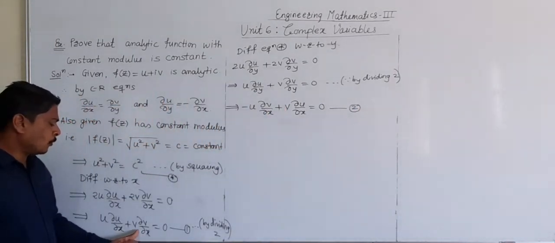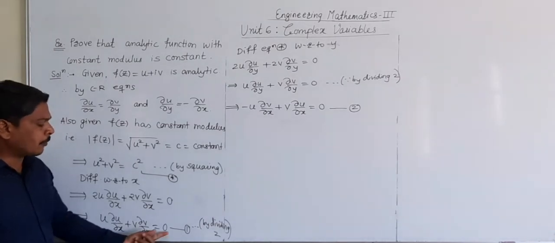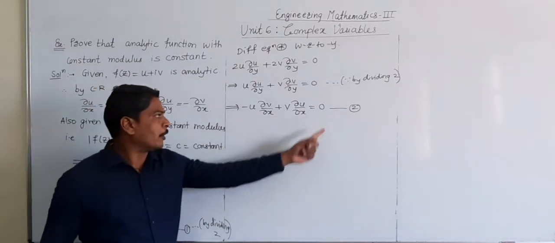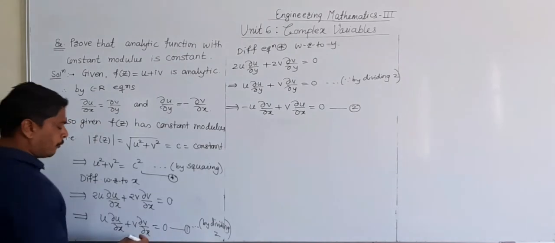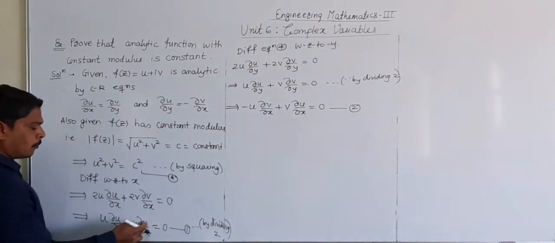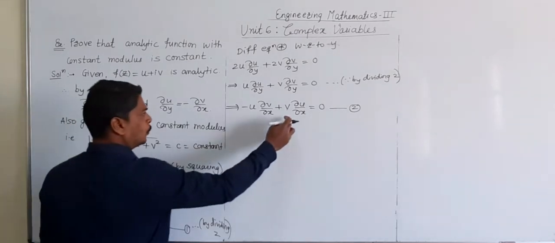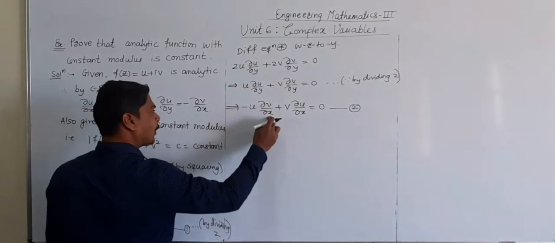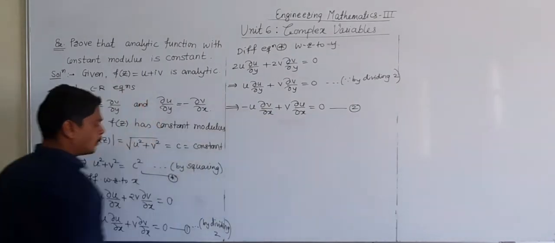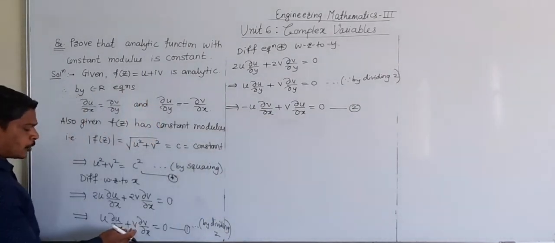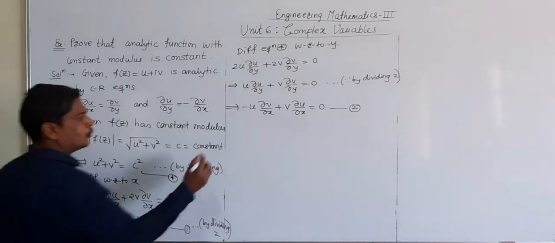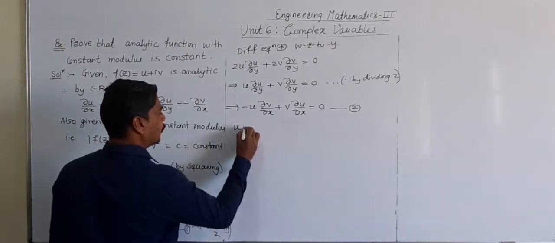Now remove the term of v using equation 1 and equation 2. In equation 1, partial derivative of v with respect to x comes together with v, and in equation 2, partial derivative of v with respect to x comes together with minus u. So multiply equation 1 by u, that means u into equation 1.